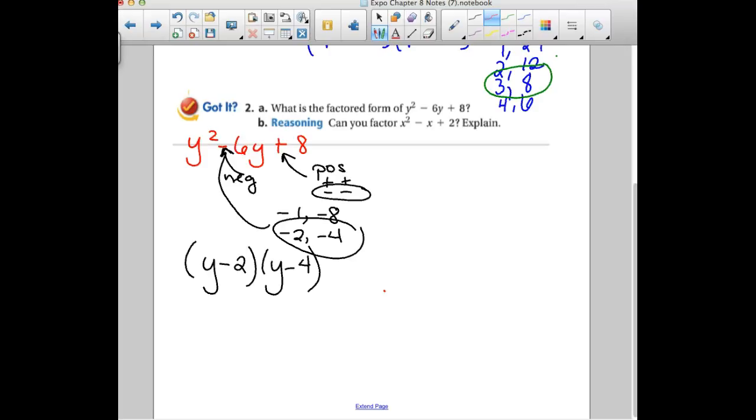The second question says, can you factor x squared minus x plus 2? So again, noticing the signs, to get a positive when I multiply, I need either two positives or two negatives. But to get the negative in the middle, I have to have the two negatives. So factors of 2 where both numbers are negative would be negative 1 and negative 2. That's my only pair. But when I add this, it adds up to negative 3, which is not what I want in my middle term. I wanted a negative 1x squared. And since I can't get that with the factors that I'm given, this is not factorable.